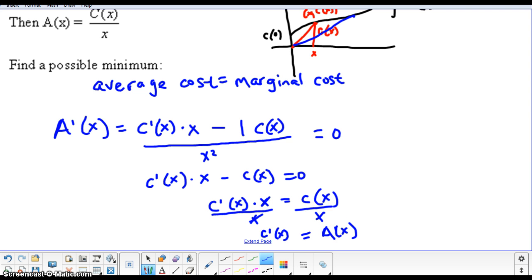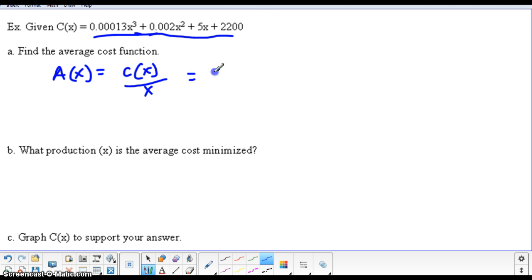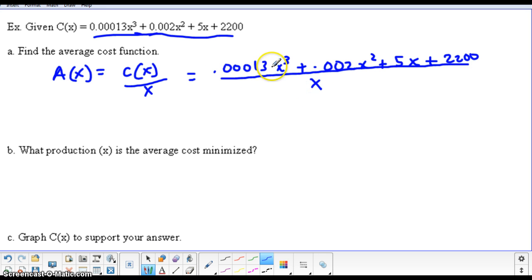Okay, let's try a problem here. So our first problem, we have a cost function where this is our cost function. So again, just finding our average cost function, I'm going to just keep writing the definition out. So our average cost is the cost function divided by x, and I will take this entire thing and divide by x. So if we divide the entire thing by x, and I'll just put a visual here, each item is being divided by x.